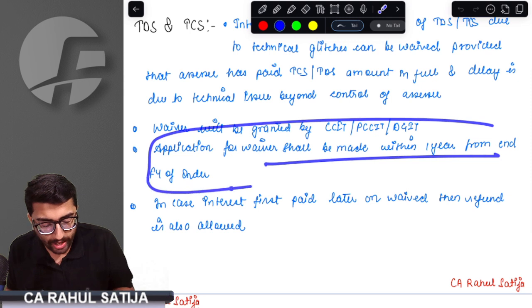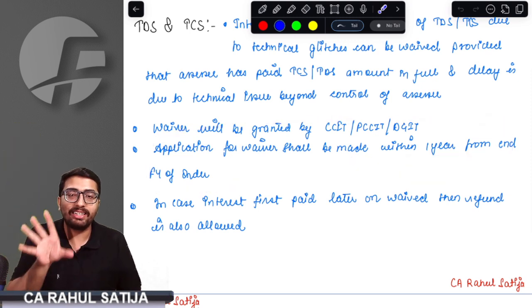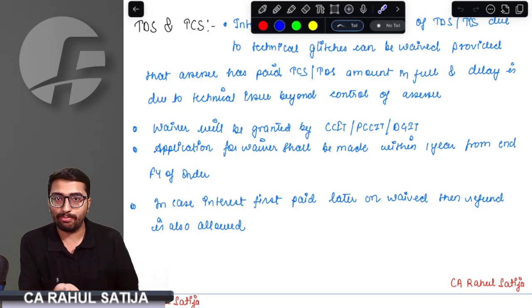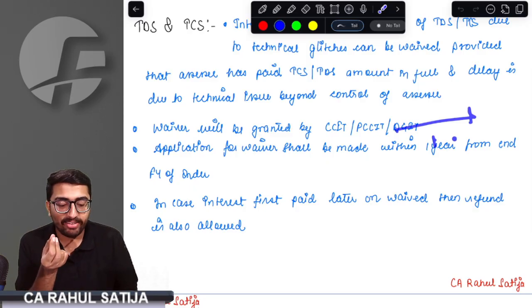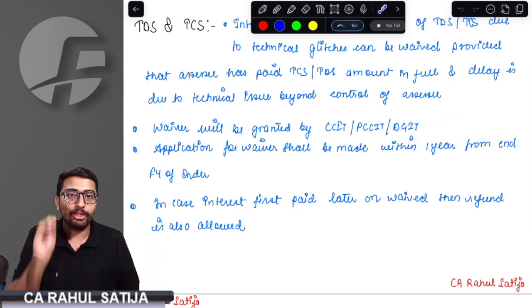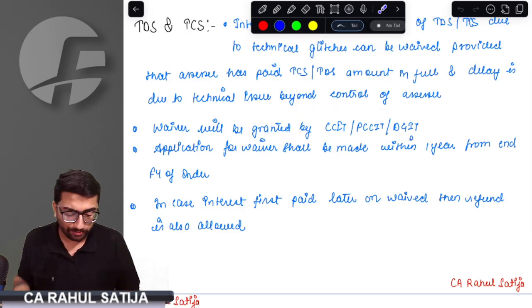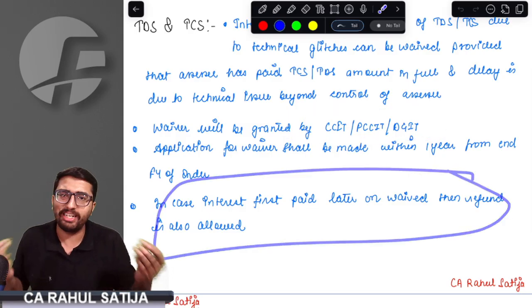When can you go? As soon as the order containing interest is passed, let that year end, and within 1 year from the end of the year of the order, you can go to these officers and seek waiver. Sometimes you are forced to pay the interest.